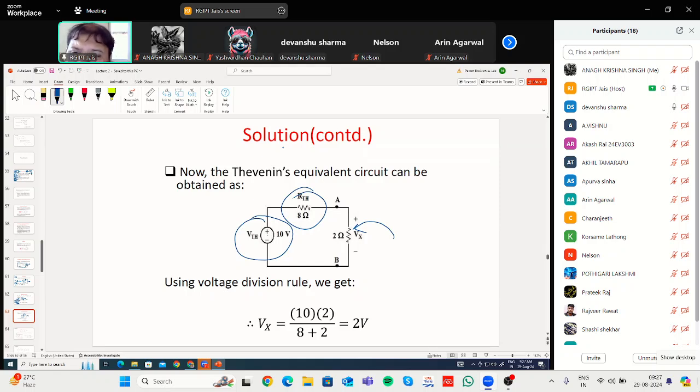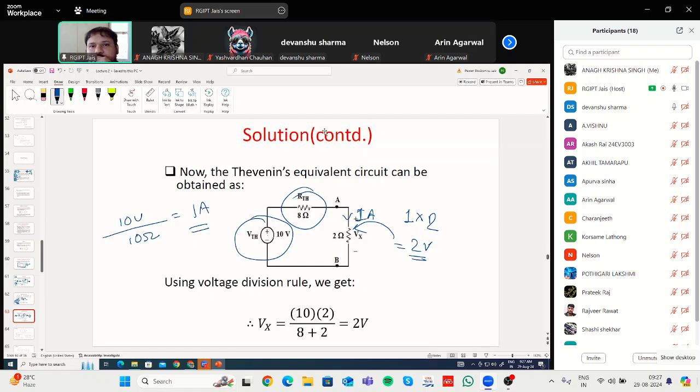Now this is simply a series circuit. Okay, so you are applying 10 volt, and this RTH and this load resistance are connected in series. So 8 plus 2, that is 10 ohm. So the net current will be 1 ampere. So 1 ampere current will be flowing through this 2 ohm resistance. And what is the voltage across this 2 ohm resistance? That is the current flowing multiplied by the resistance value, that is 2 volt. So Vx, the voltage across this 2 ohm resistance, will be 2 volt.